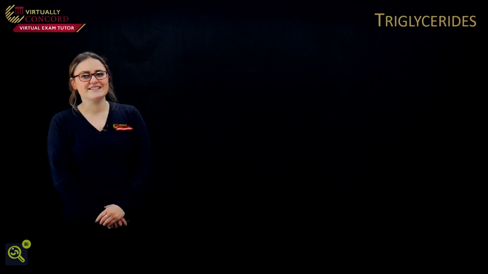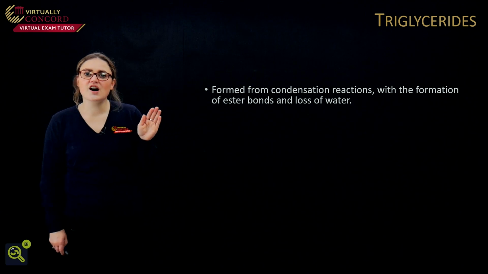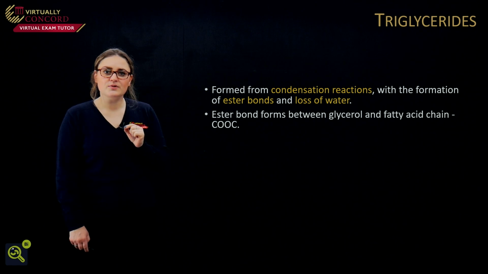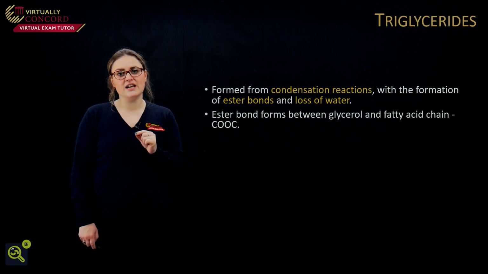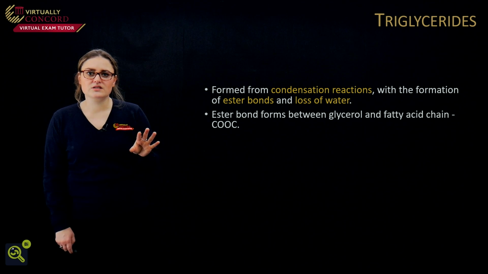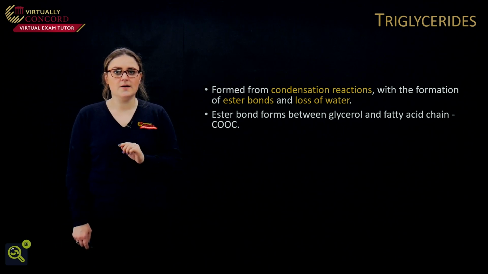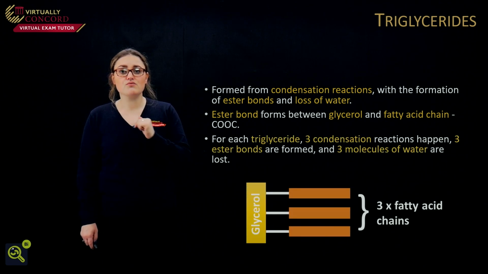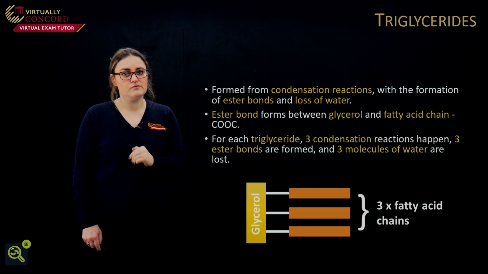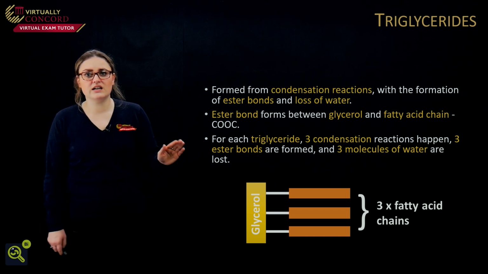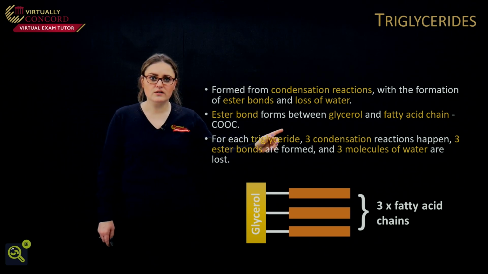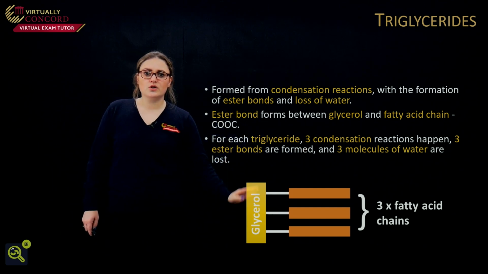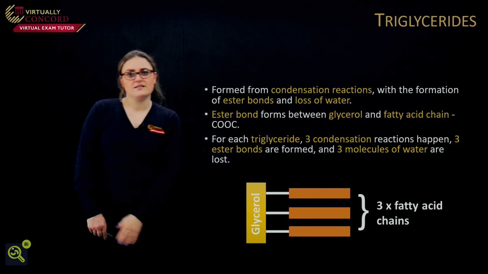So let's just summarise that esterification process. Our triglycerides are formed from condensation reactions with the formation of ester bonds and loss of water. The ester bond forms between the glycerol and the fatty acid chain, so between that hydroxyl group and the carboxylic group, and it forms this COOC bond. For each triglyceride, 3 condensation reactions happen, so 3 ester bonds are formed and 3 molecules of water are lost. This is the kind of thing they really like to add into the mark scheme. So it's the 3 condensation reactions, 3 ester bonds, and 3 molecules of water are lost. So your glycerol molecule, your ester bonds, your fatty acid chains.